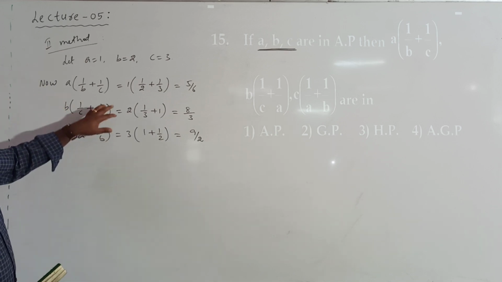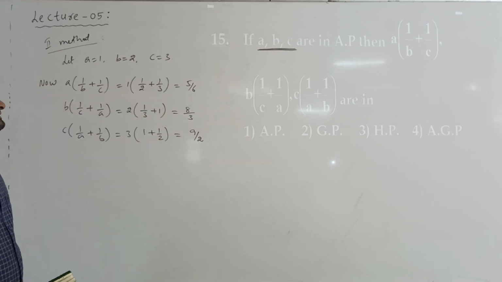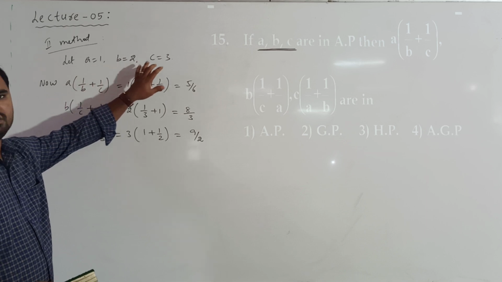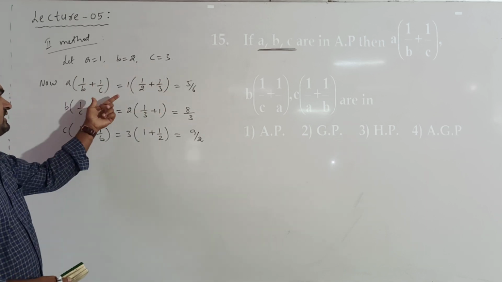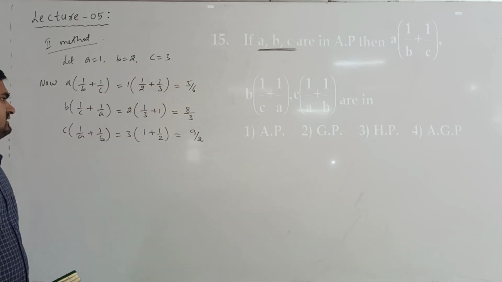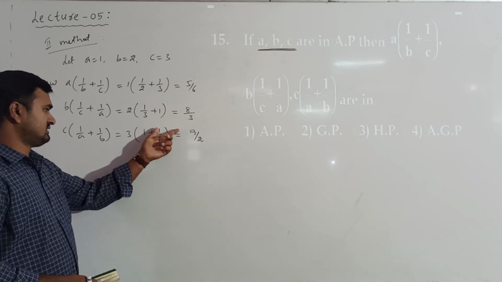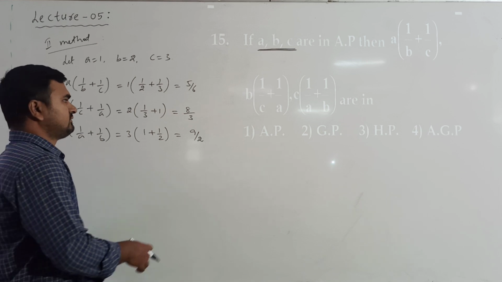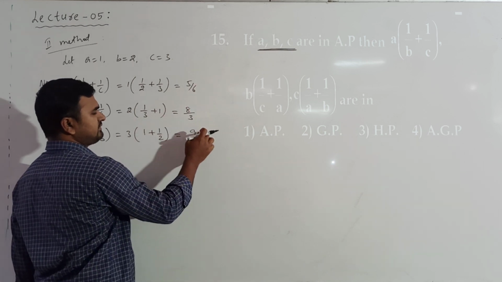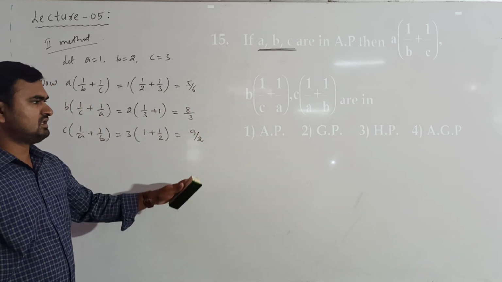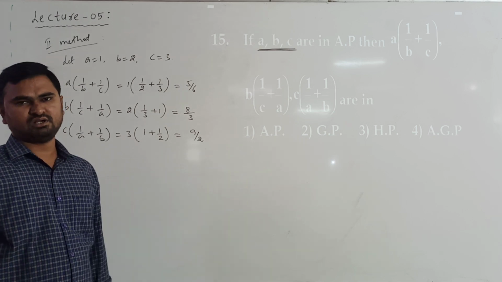Correct? So these are the terms. Whenever we take A, B, C as 1, 2, 3, the terms we are getting: one is 5 by 6, another is 8 by 3, next one is 9 by 2. Now what about these terms, 5 by 6, 8 by 3, 9 by 2? Are they in AP or GP or HP or AGP?